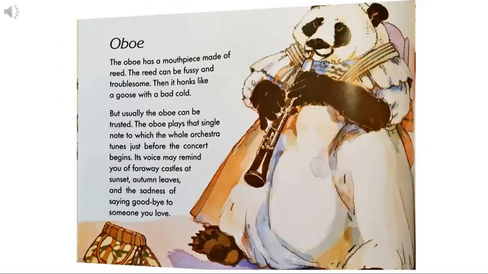Oboe. The oboe has a mouthpiece made of reed. The reed can be fussy and troublesome. Then it honks like a goose with a bad cold. But usually the oboe can be trusted. The oboe plays that single note to which the whole orchestra tunes just before the concert begins. Its voice may remind you of faraway castles at sunset, autumn leaves, and the sadness of saying goodbye to someone you love.